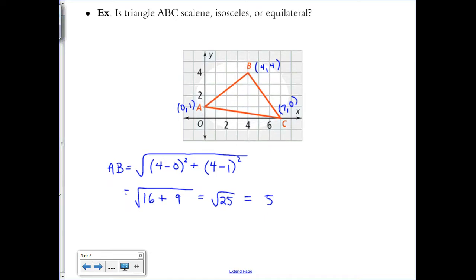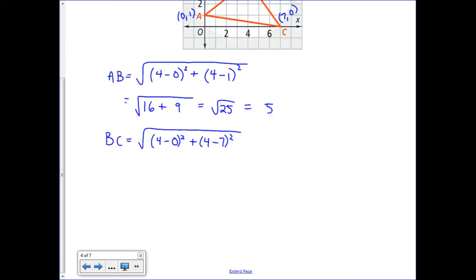We need to do this for BC. And 4 minus 0 squared. And we have 4 minus 7 squared. I'm a little loose with the order here. I know that it doesn't really matter if I do the x first in the parentheses or the y first, because in the end I'm just adding the 2 values together. This one also comes out to the square root of 25. So now I know I at least have 2 sides that are the same.